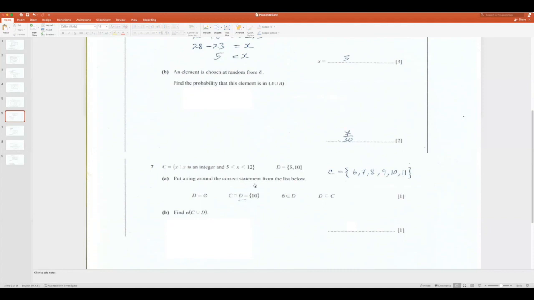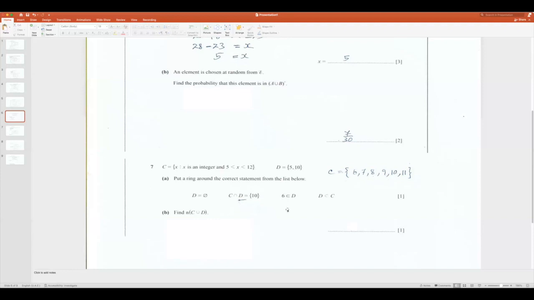Put a ring around the correct statement from the list below. C, D is a null set? Is it a null set? No, it has two values. So this is incorrect. C intersection D is 10. C and D have one common element, 10. So C intersection D is 10.